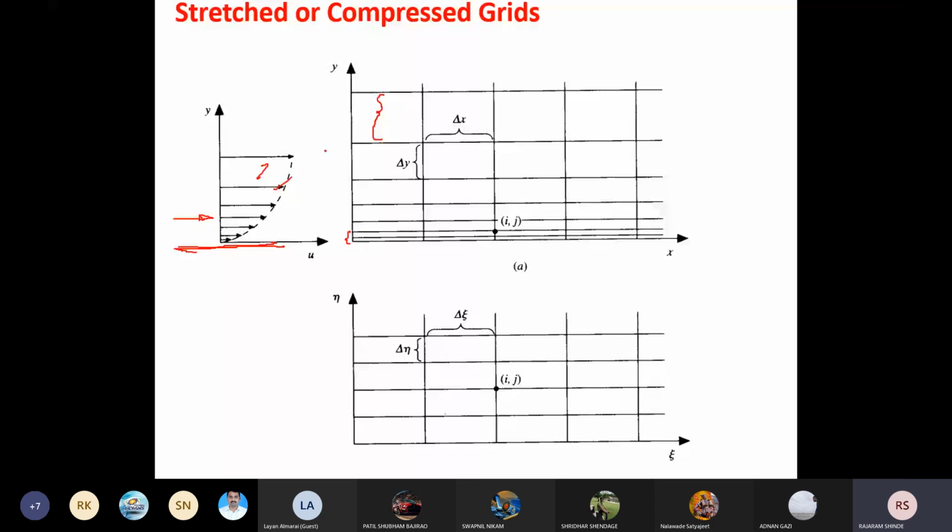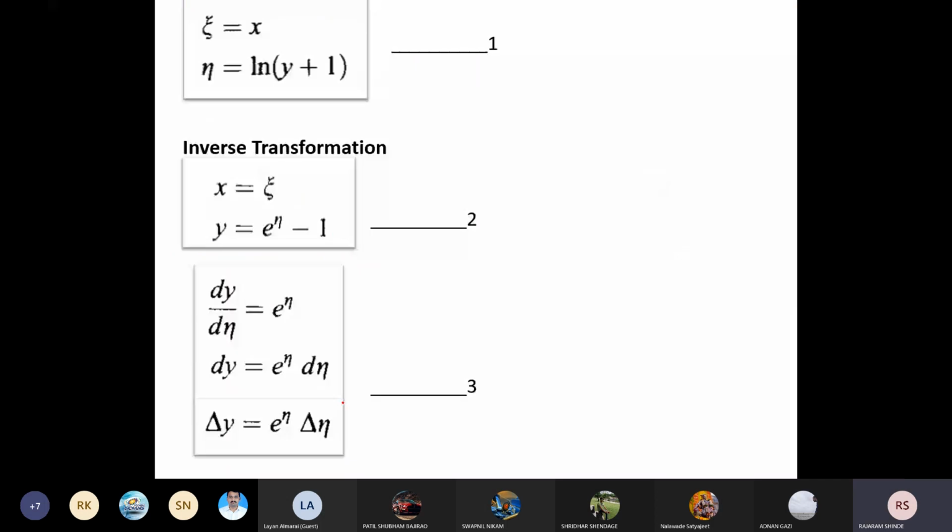spacing. Now you can get idea from this what we are doing here. This grid spacing is not acceptable for finite difference approximation, so this we need to transform from this plane to this plane, where your grid spacing is uniform in vertical direction. Okay, now for getting this simple transformation, we have these equations.